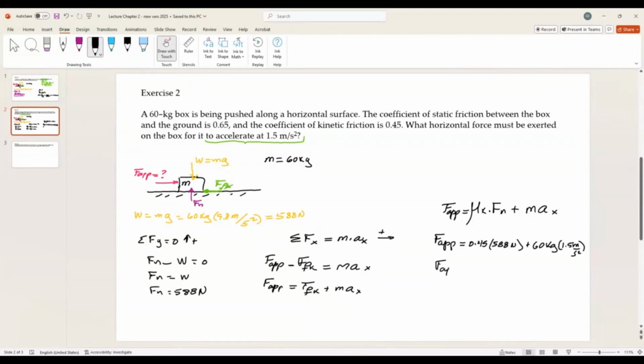So now the force that we apply will be, when we calculate this, approximately 355 newtons. If we want to rewrite this with two significant figures, as most of the data that was given, we can round to 360 newtons.